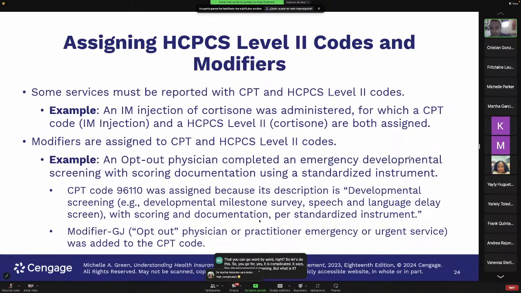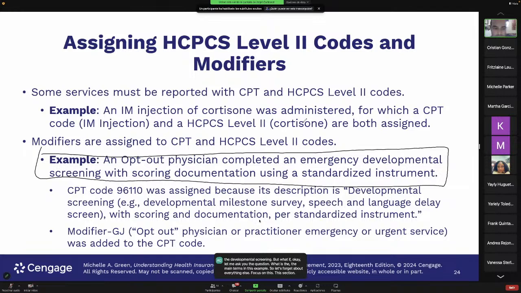Okay, let me ask you the question. What are the main terms in this example? Let's forget about everything else and focus on this section. It says opt-out physician completed an emergency developmental screening with a scoring documentation using a standardized instrument. So now we need to start understanding what it is. What are the most important words there? Physician, emergency, developmental screening. So that's the most important.